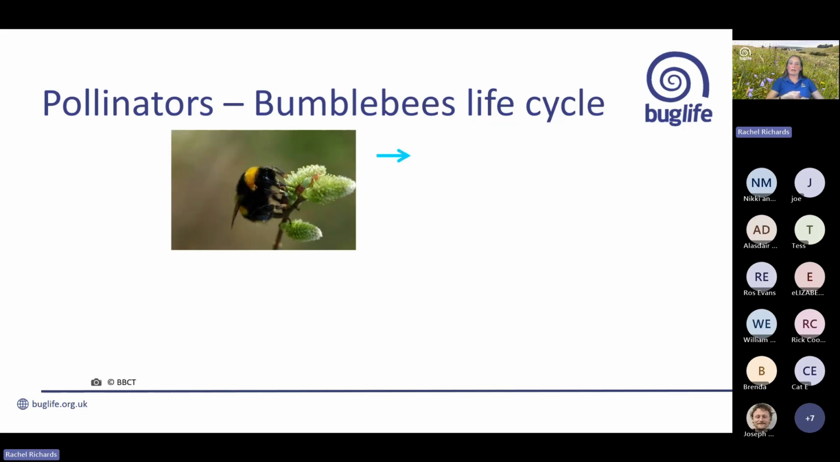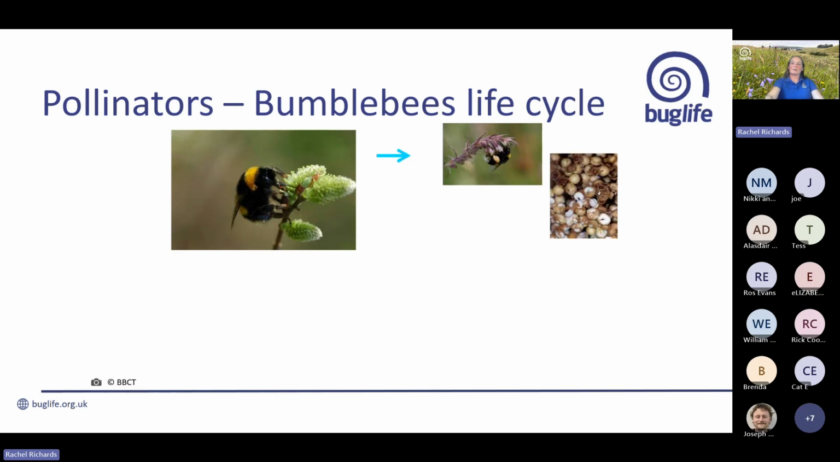The pollen is for growing her ovaries and for feeding her young, and the nectar is her own sort of energy drink. And willow, that you see there, is a really important plant in the spring that they often go to. And you can see a bee there that's got pollen collected on its back legs.